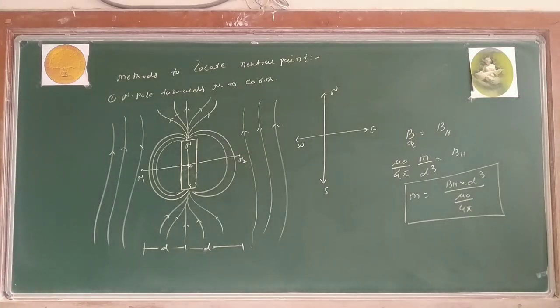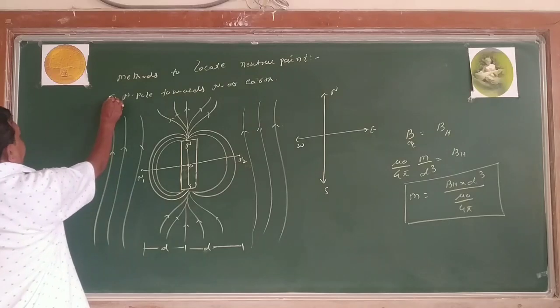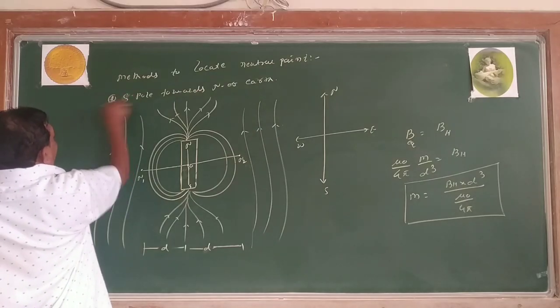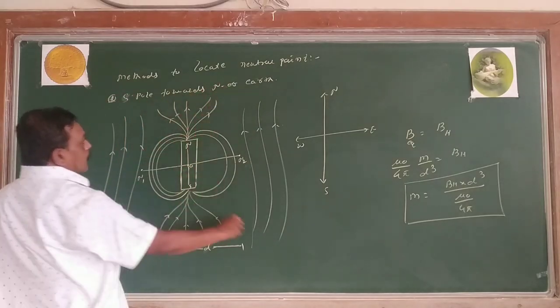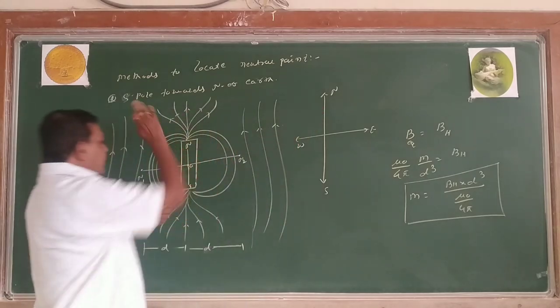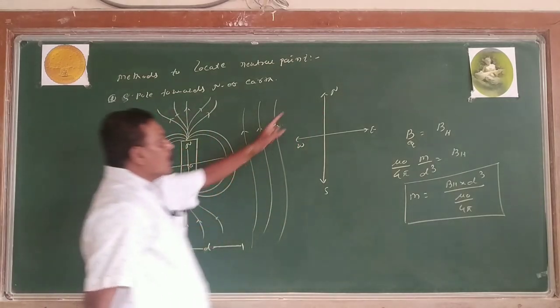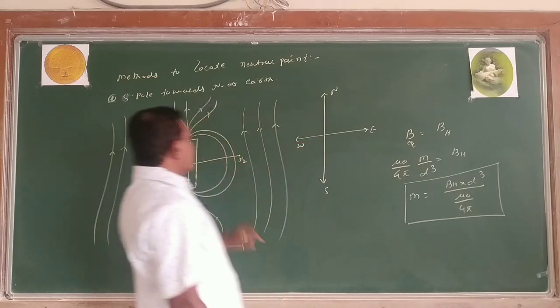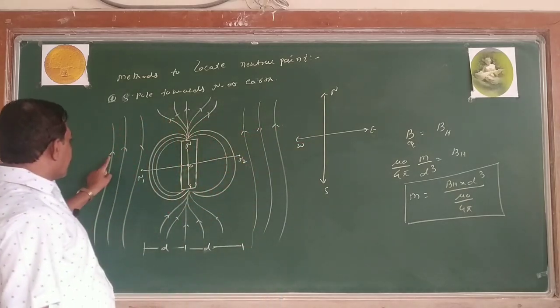Then another method, the second method: the south pole towards the north of the earth. Now this is a constant. We can change the position of the magnet. We cannot change the position of what? North and south of the earth. This is fixed. These lines are fixed. Magnetic lines of force originate from north and terminate on south.